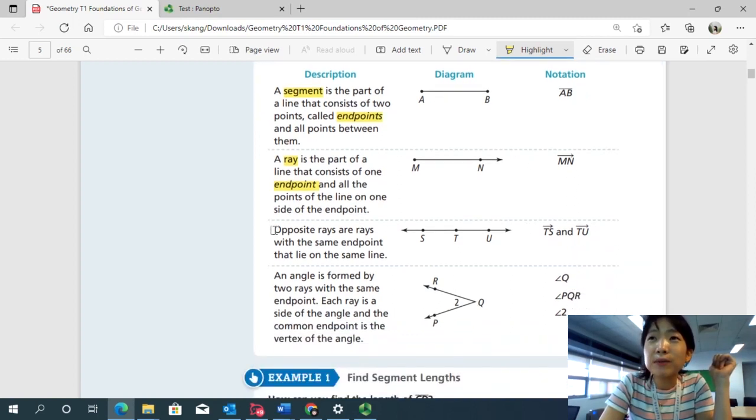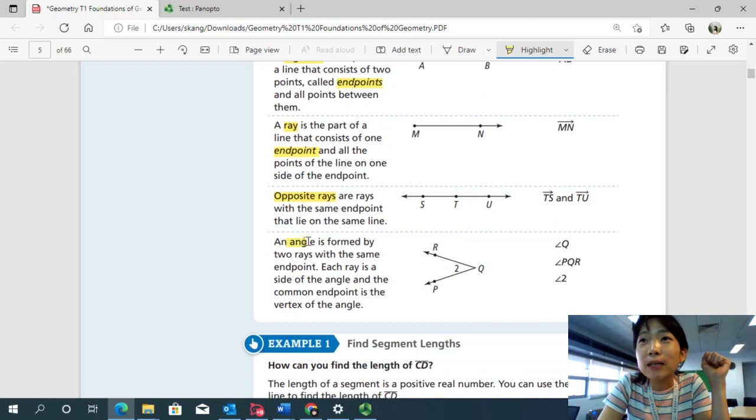Opposite rays are rays with the same endpoint that lie on the same line. So from T to S, it could be a ray. But from T to U, it's also another ray that's on the same line. So rays TS and TU are on the same line. An angle is formed by 2 rays with the same endpoint. Each ray is a side of the angle and the common endpoint is the vertex of the angle. So if the rays are on the straight line, they're opposite rays.